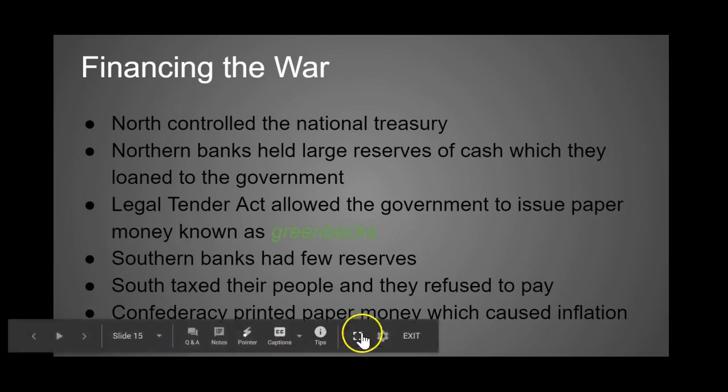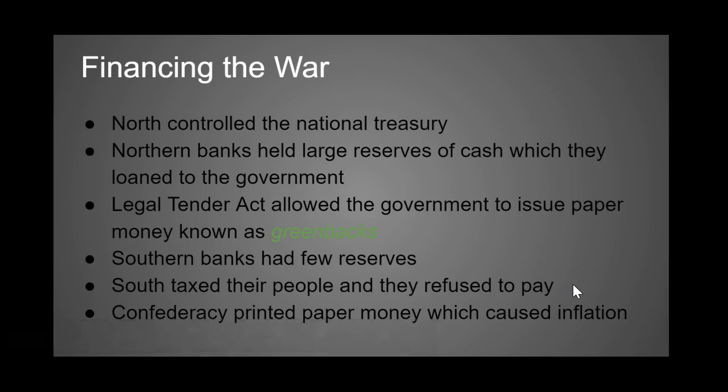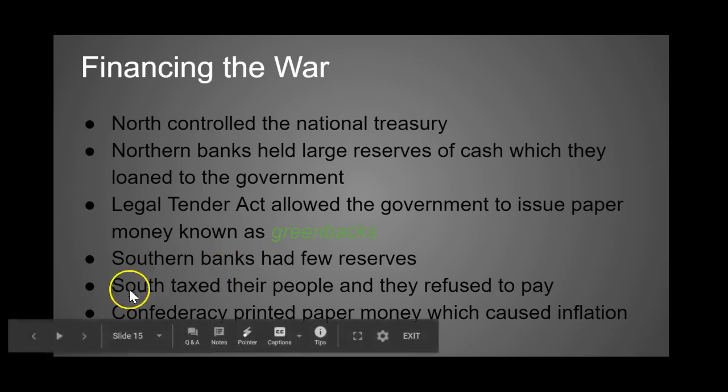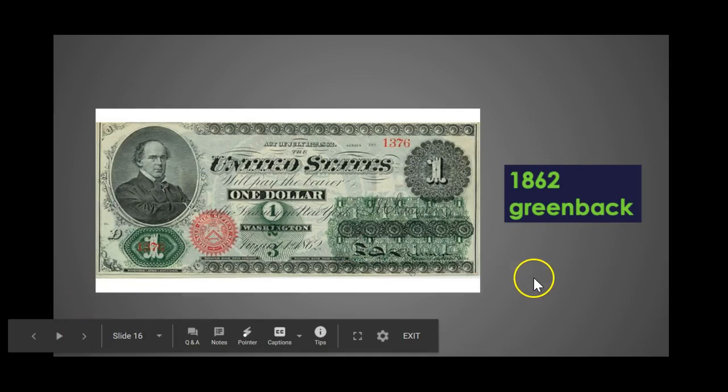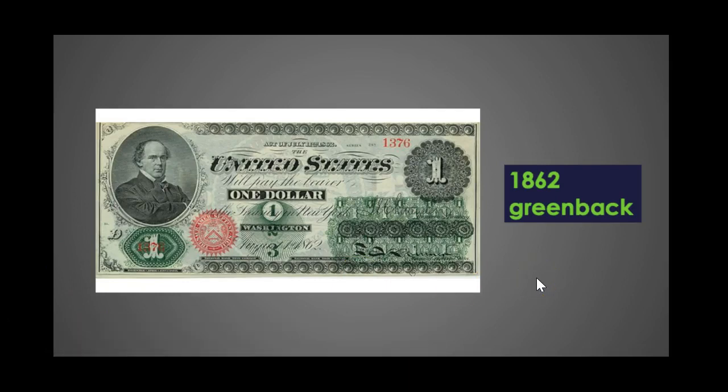But that's what inflation does. The more money that's out there without anything to back it, to represent it, it causes prices to go up. Printing more paper money never cures the situation. Okay, so here's an 1862 greenback, as you can see.